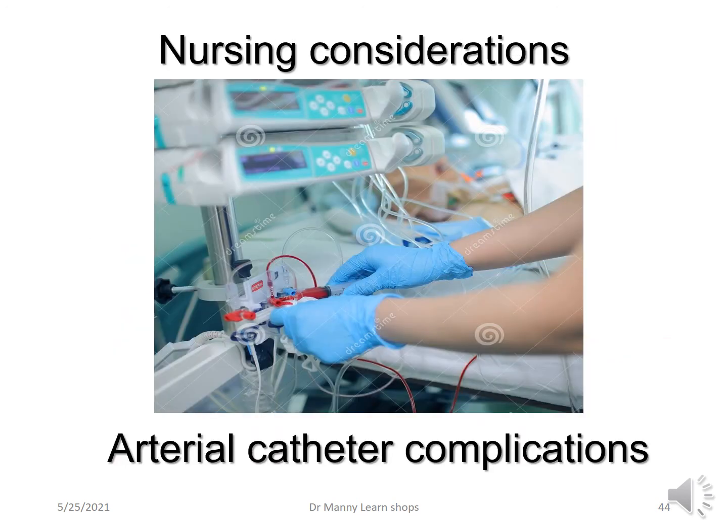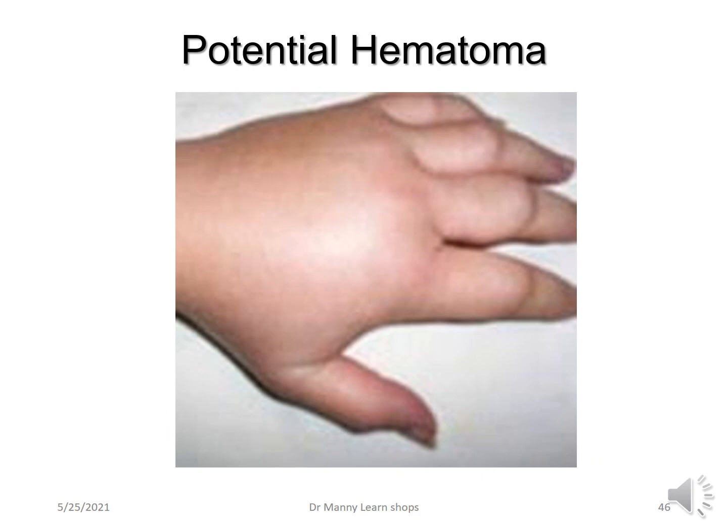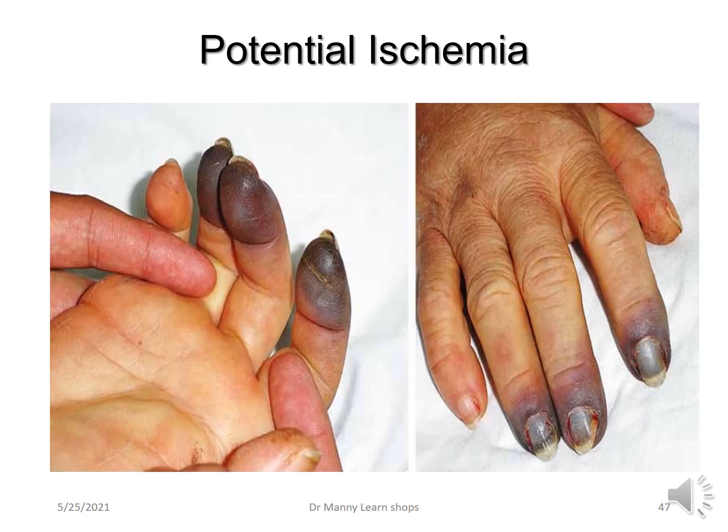What are some of the nursing considerations that you should consider when looking after an arterial catheter? These are just some of the complications. I haven't included all of them. One could be potential bleeding. It's in an artery. You could have a potential hematoma; it'll bleed into the tissues. You could also develop potential ischemia because of the compromised circulation.